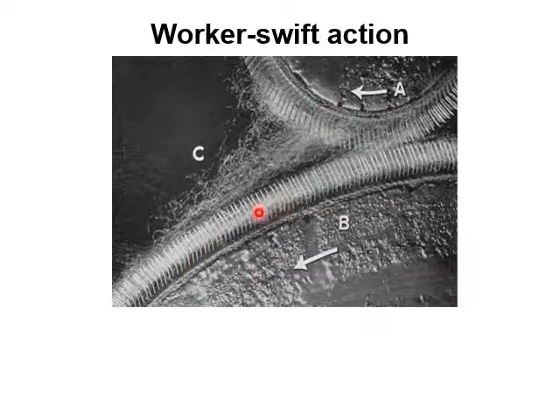The action point here is called point to point action because of the direction from which the teeth of the two rollers approach each other. There is always a contest between the worker A and the swift B for the tuft of the wool fiber, which is C. So the worker is trying to take up this C, and the swift is also trying to take up the tuft of the wool.